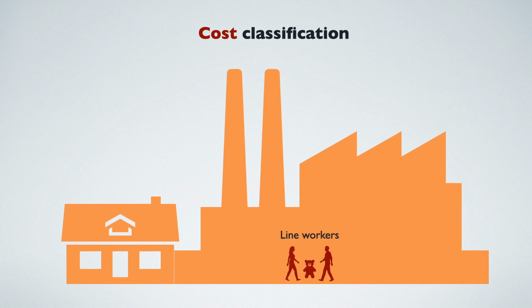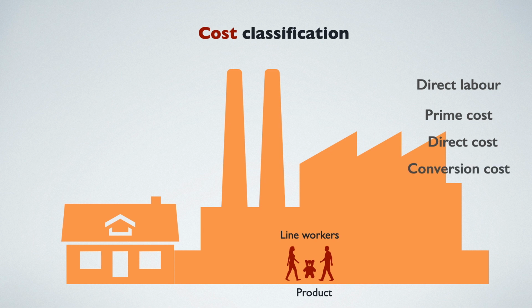Well, what we have here, line workers closely working on the product to be finished. So, this is direct labor. Since the workers closely work on the product, the cost can be considered as prime cost and direct cost. Direct labor is responsible for converting the raw material into finished goods, so the wages for them would be considered as conversion cost. As the labor contributes to the product cost, direct labor can be considered as product cost.